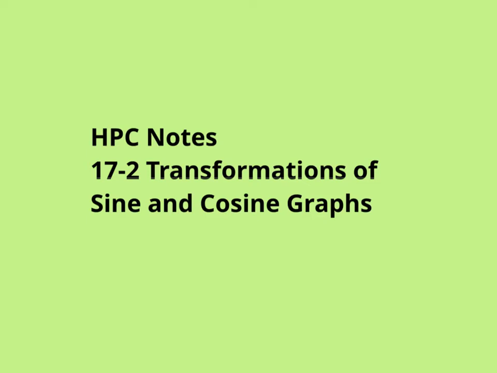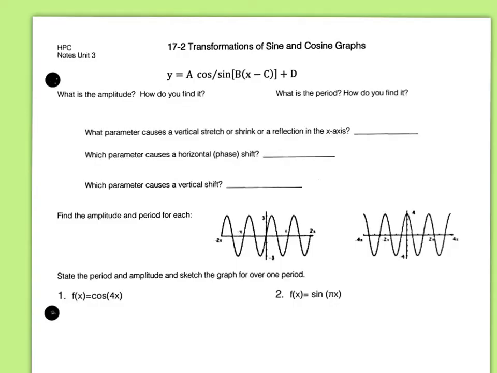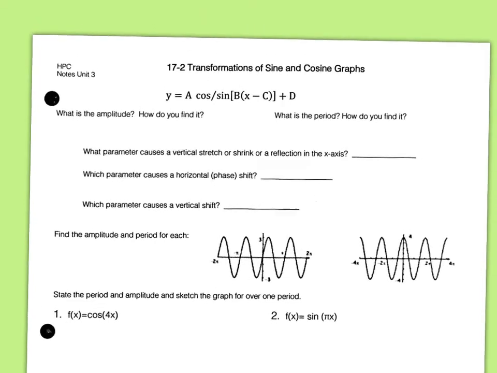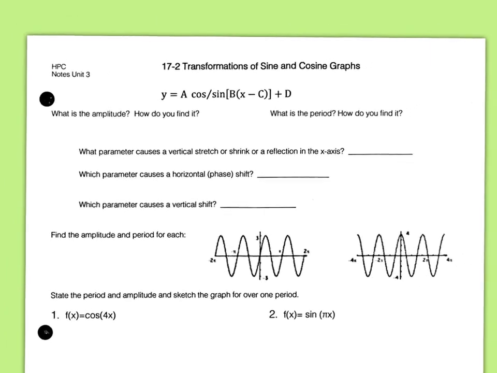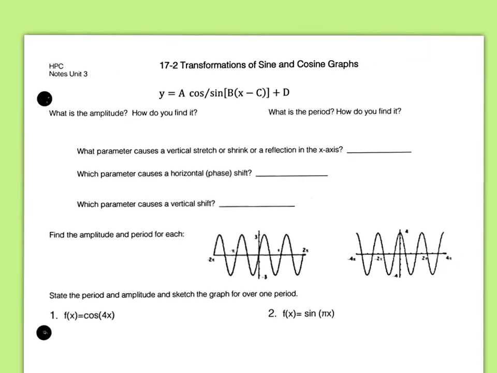Hey everybody. Today we are going to go back through sine and cosine, but we're going to talk about how to transform these graphs. So before we do that, we just need to identify the parts. This is the same thing as we did to all the parent functions. We slid it up, down, left, right. We had vertical stretch, shrink, reflection over the x-axis. It's all the same things.